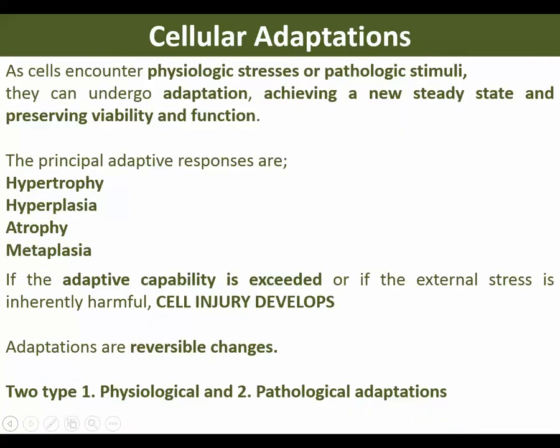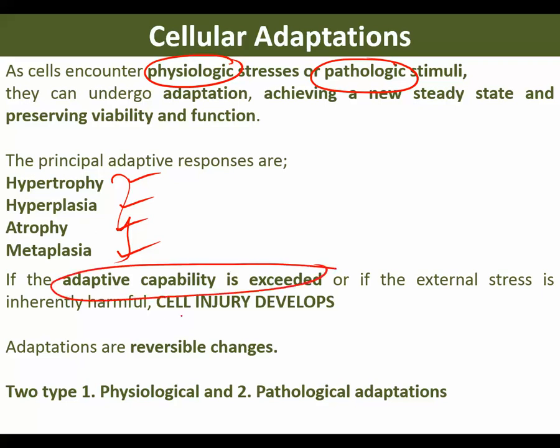Cellular adaptations can be seen in physiological conditions as well as in pathological conditions. There are 4 types of adaptation: hypertrophy, hyperplasia, atrophy and metaplasia. If the cell adaptation is exceeded, then the cell goes for cell injury. Remember, all cellular adaptations are reversible.